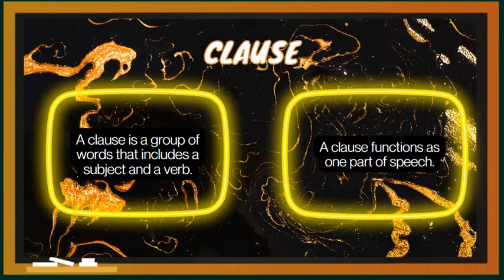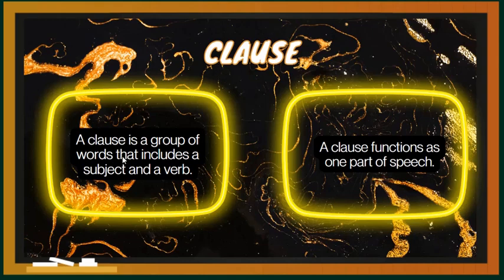There are two parts of this definition. First, I said a clause is a group of words that includes a subject and a verb. This is a basic thing that you can teach when you are introducing clauses for the first time. So, any group of words that has a subject and a verb can be called a clause. The other part says a clause functions as one part of a speech. Now, if you understand this part of the definition, you have understood so many things about clauses.